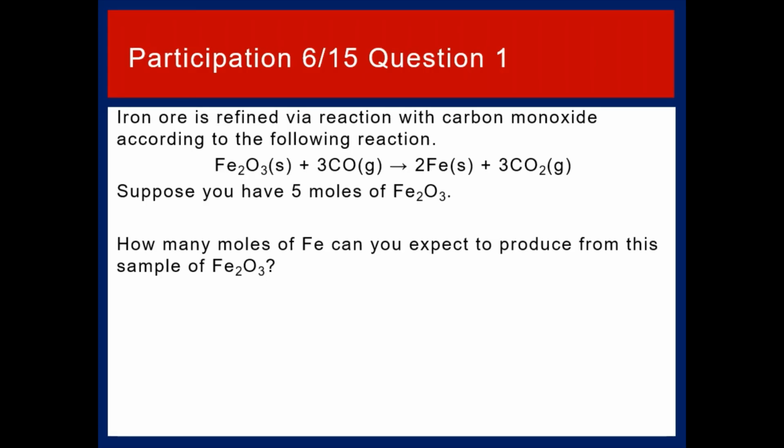Now it's your turn. Participation 615, question 1. Iron ore is refined via reaction with carbon monoxide according to the following reaction. Fe2O3 solid, that's iron ore, plus 3CO gas becomes 2Fe solid and 3CO2 gas. Suppose you have 5 moles of Fe2O3. How many moles of Fe, iron, can you expect to produce from this sample of Fe2O3, which is iron ore?